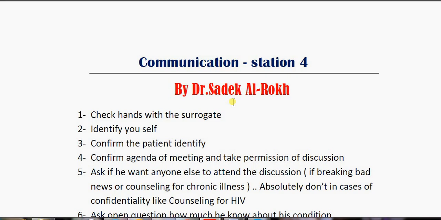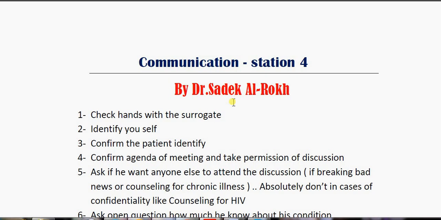Okay, let us keep in mind that the presentation of a communication case, station 4 in the exam, is a matter of acting, tragedy acting. Actually, you have to be a good actor in the exam. Good acting, showing empathy and sympathy, is very important. Also you need to know information about the ethical and legal issues in the case.